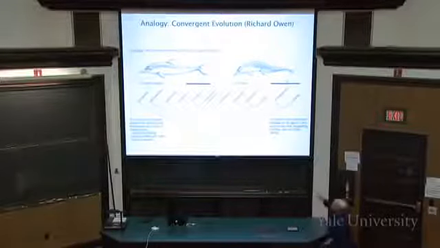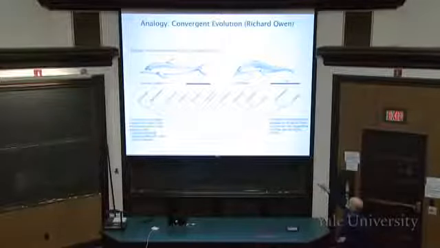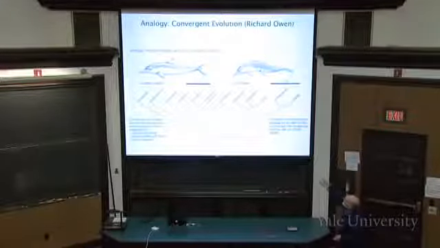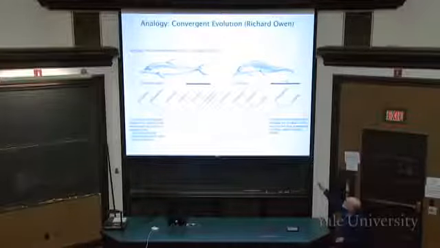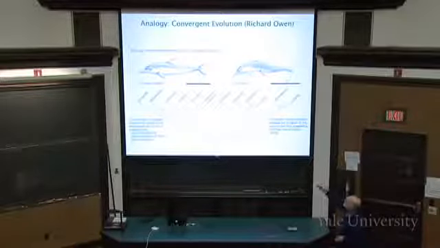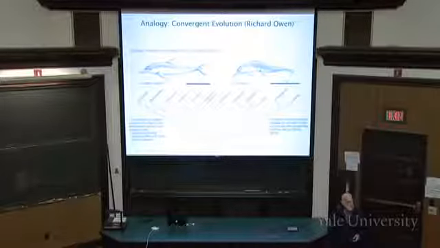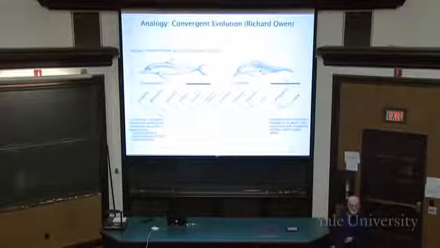So the definition of analogy is two things that look very much alike, even though they have many relatives that look quite different and are distant on the tree. So the dolphin is more closely related to a kangaroo than it is to an ichthyosaur, and an ichthyosaur is more closely related to a hummingbird than it is to a dolphin. Nevertheless, they look similar. So that's analogy.